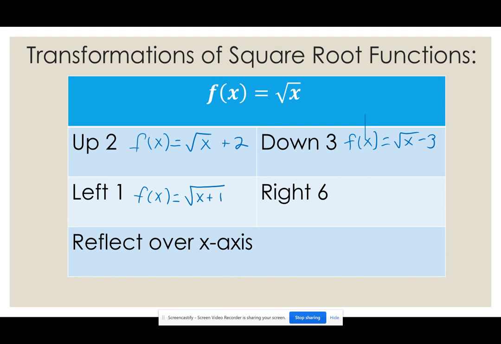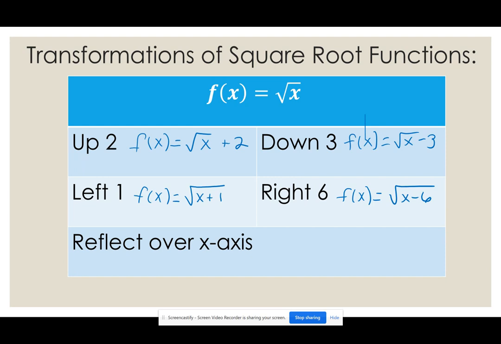So see how it's not at the end, it's underneath the radical symbol, touching the x. So right 6 would be subtracting. F of x equals the square root of x minus 6. Okay, so left and right are inside the radical, up and down are at the end.